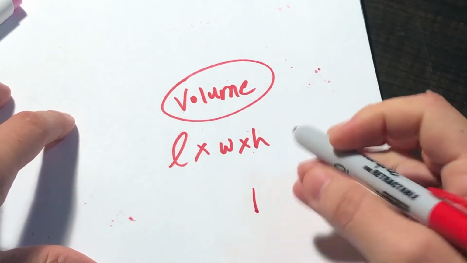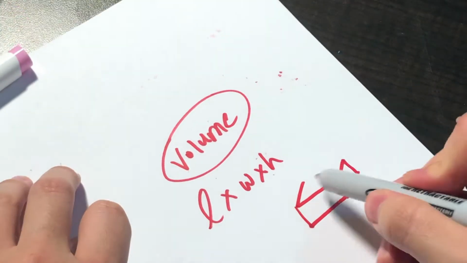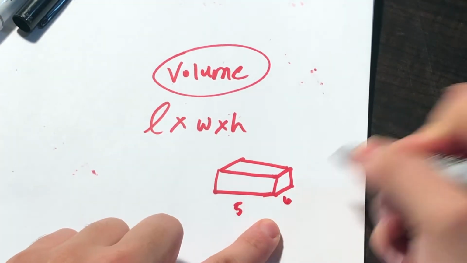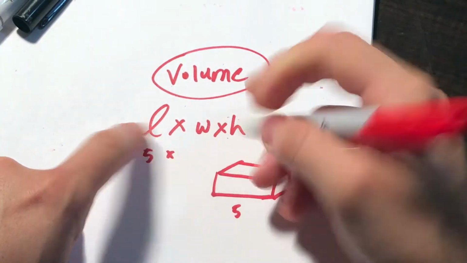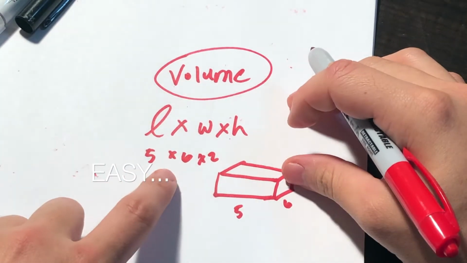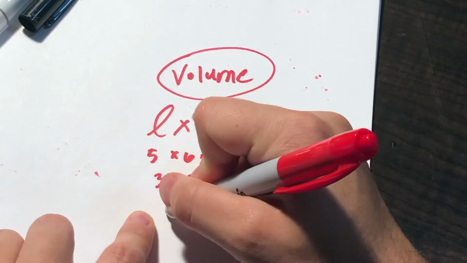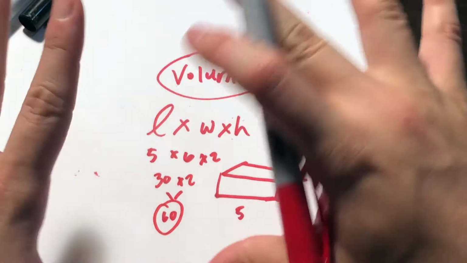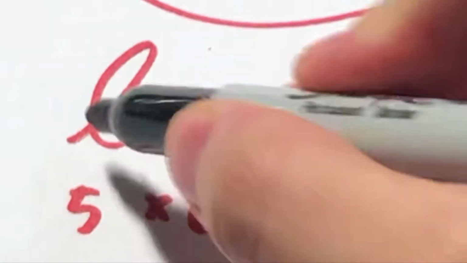And so you had maybe something like this, maybe a rectangular prism, and it was so much fun because you already knew the length is 5, the width is 6, and the height is 2. So mister, length is 5, so I'm going to put 5 times the width, 6, times the height, 2. Super easy. 5 times 6 is 30, and then 30 times 2 is 60. Mister, the volume is 60. Yay! Awesome.